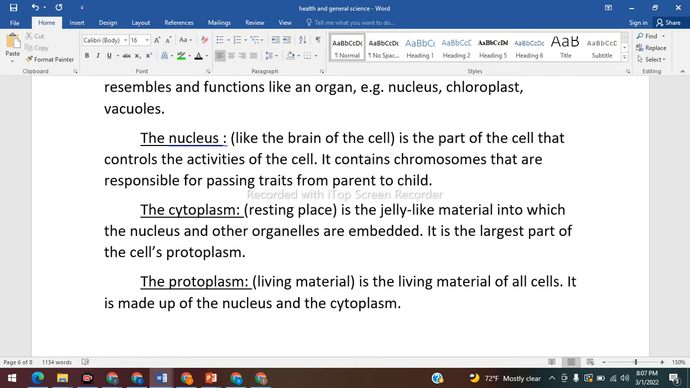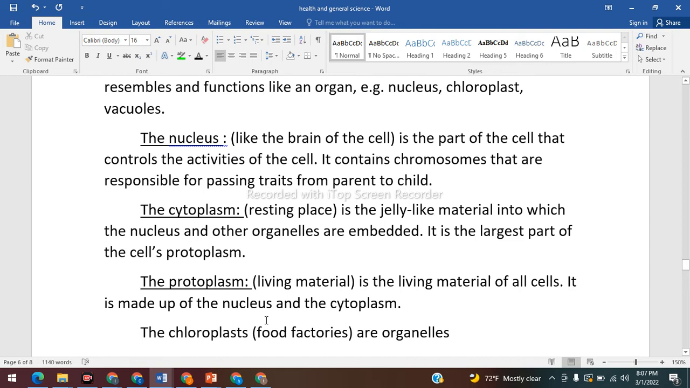Okay, so the next thing is the chloroplast. Now, chloroplast is only found in what? Plant. Only found in a plant. Okay, so chloroplasts are what we call the food factories, right? They are organelles. What do we mean by organelles? Anyone can remember what organelles are? The thing that functions like an organ. Functions like an organ. We call it a little organ, right?